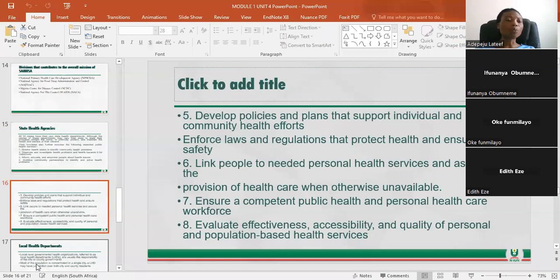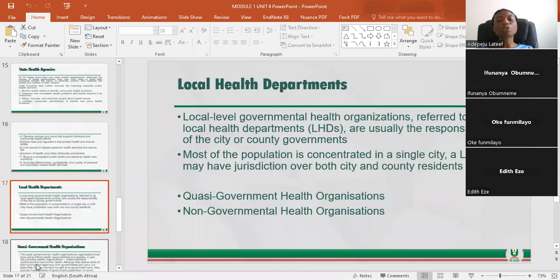So these are part of the state level, the developed policy. Although we have policy at the federal or national level, we also have it at the state level, and they also ensure a competent public health and personal health care workforce. So those are the functions. And the last level that we want to look at is the local health department level. We see that this is the grassroots level.